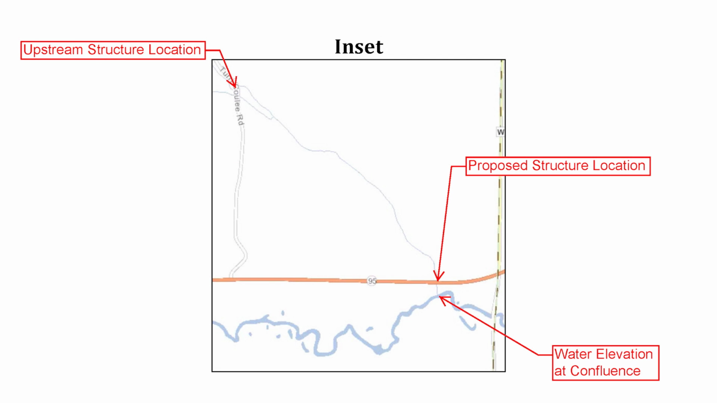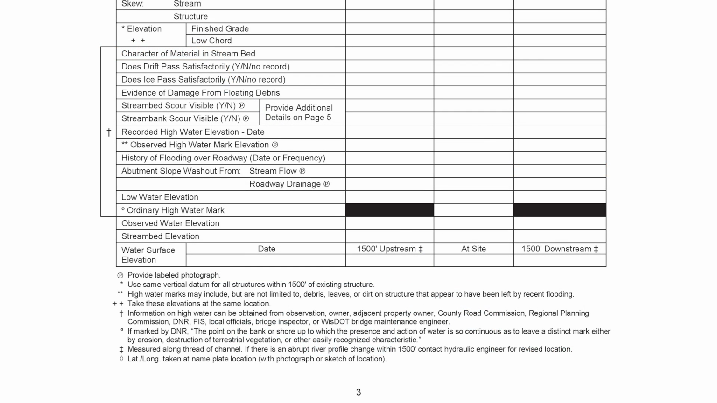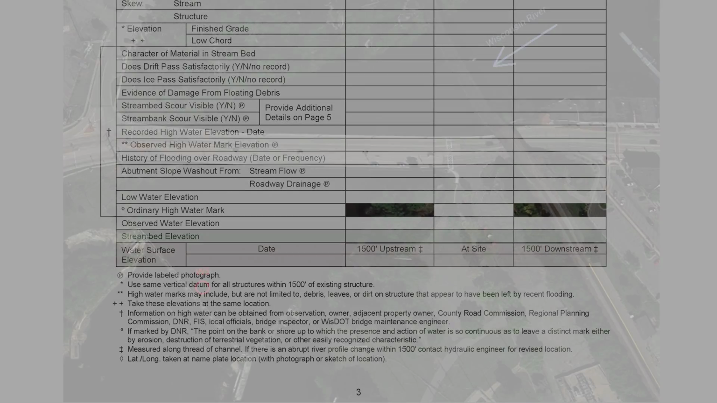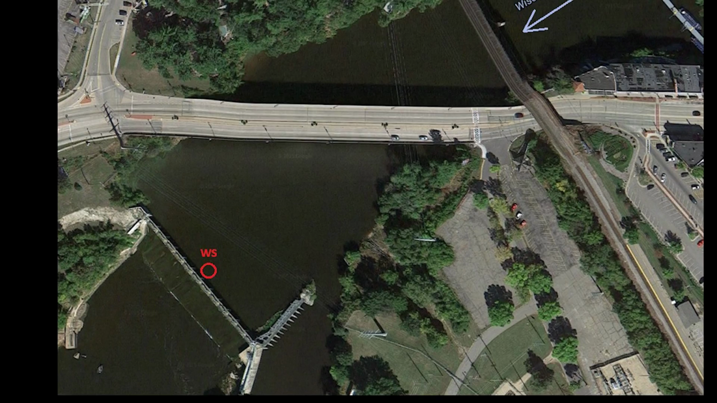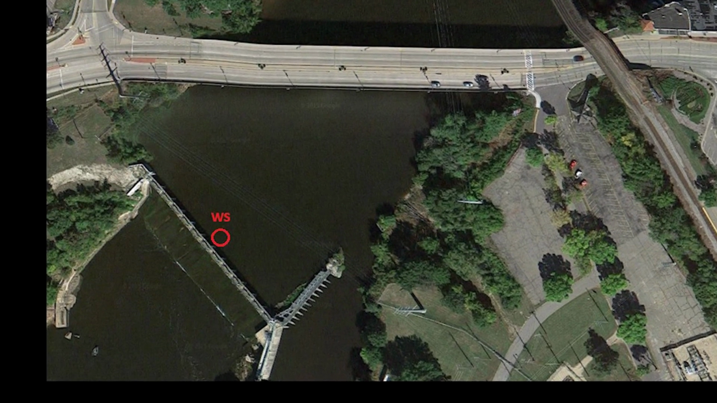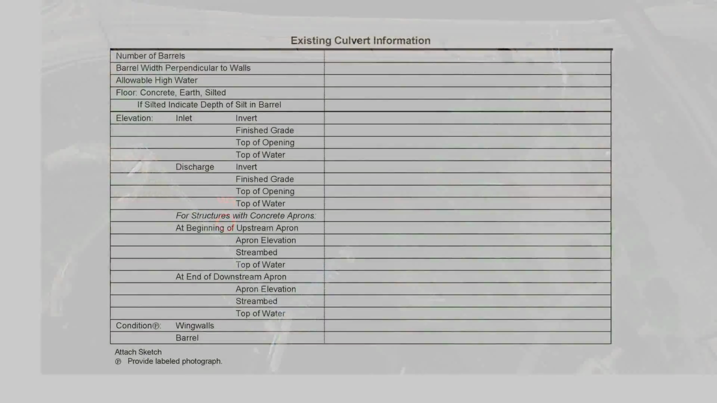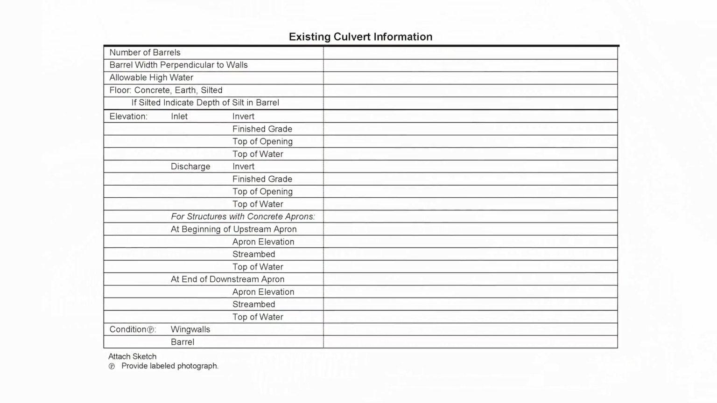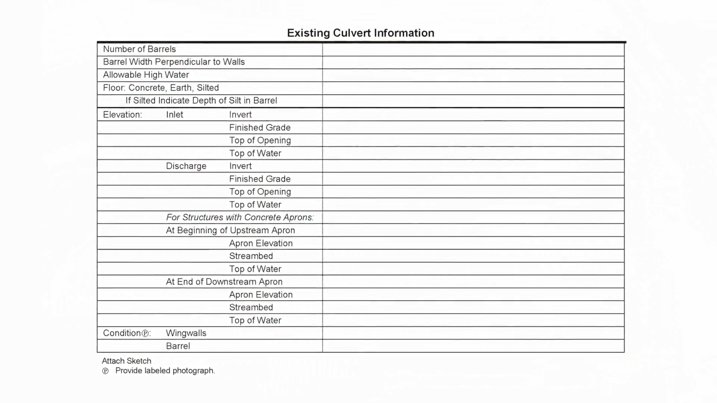If the subject stream joins a larger river or stream downstream, collect the water surface elevation at the mouth of the subject stream and provide the distance to this location. If the stream is dry at either location, record the stream bed elevation in lieu of the water surface elevation. Should a dam be located near the structure, collect the water surface elevation at the face of the dam closer to the project site. Additional information is requested if the existing structure is a box culvert or pipe.